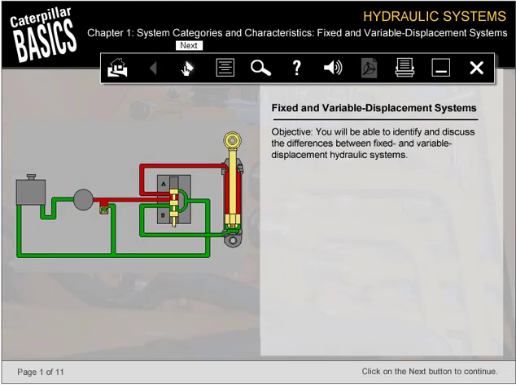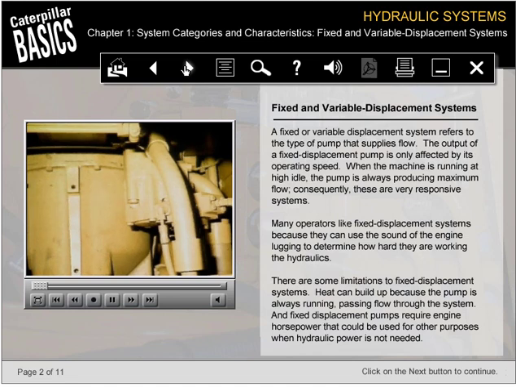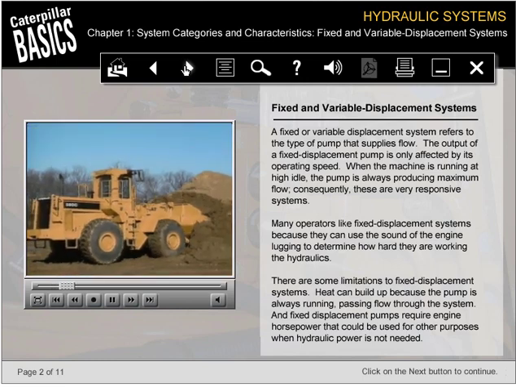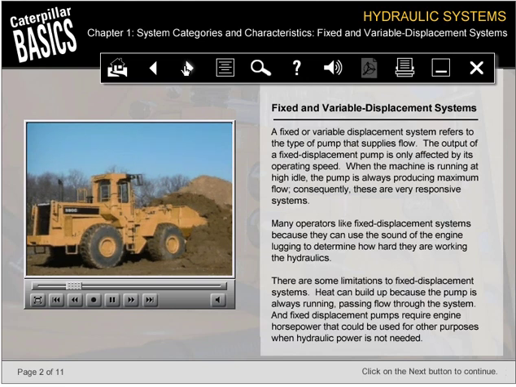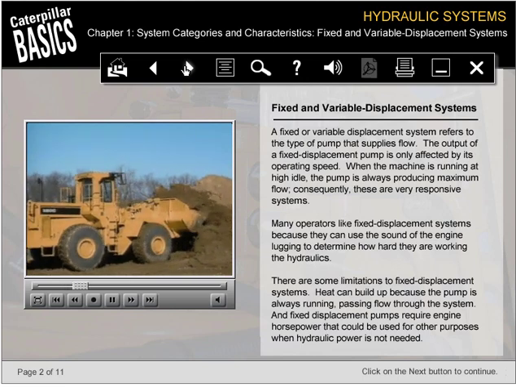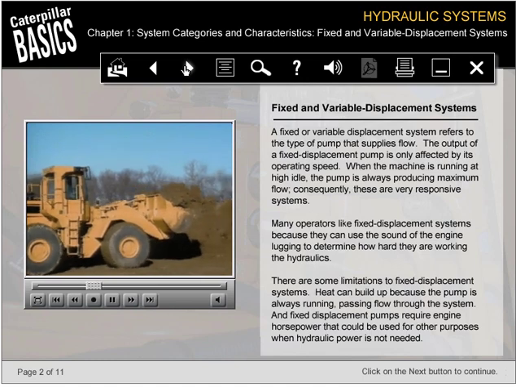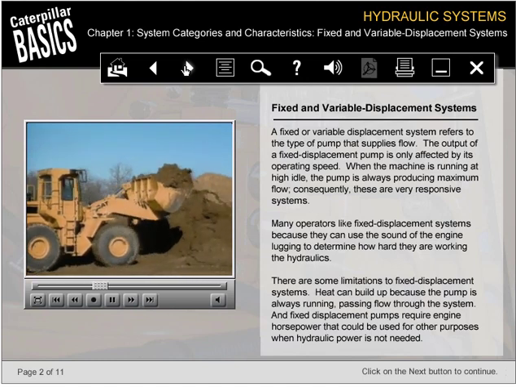Objective: you'll be able to identify and discuss the differences between fixed and variable displacement hydraulic systems. A fixed or variable displacement system refers to the type of pump that supplies flow. The output of a fixed displacement pump is only affected by its operating speed. When the machine is running at high idle, the pump is always producing maximum flow. Consequently, these are very responsive systems.